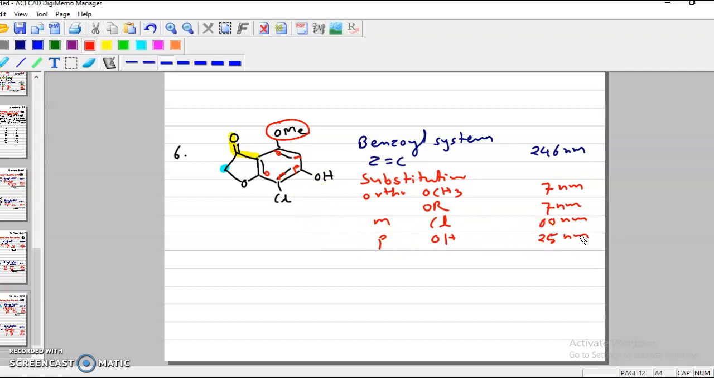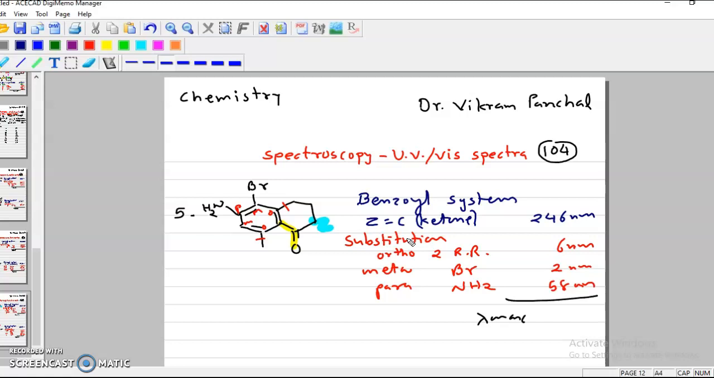If OH is present at para position, we have to add 25 nanometer, and then you have to calculate lambda maxima. So I think benzoyl system is the easiest system to calculate lambda maxima, and this way we can calculate all these numericals. That's it in this lecture.